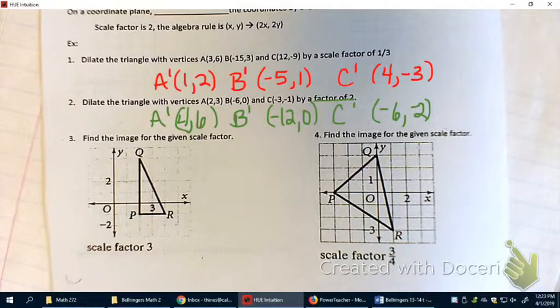All right. Next, number 3, it says find the image for the given scale factor. So scale factor is 3 on number 3. So what do you think that means that we're going to do? Multiply all the points by 3. Now, unfortunately, you're going to have to write down what those points are. So P is 1, negative 1. R is 4, negative 1. And Q is 2, 4.